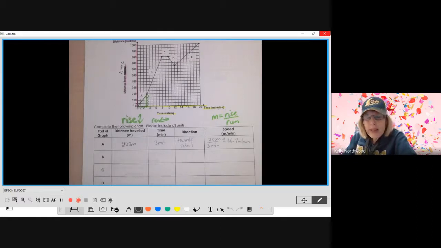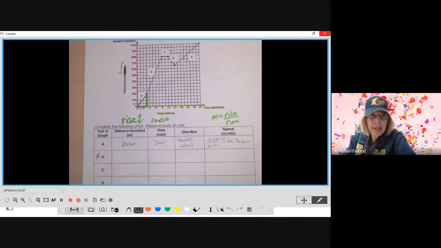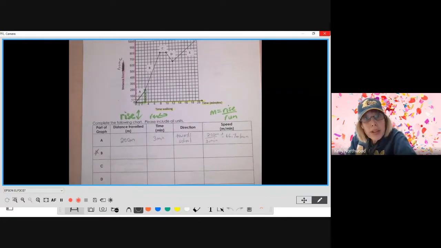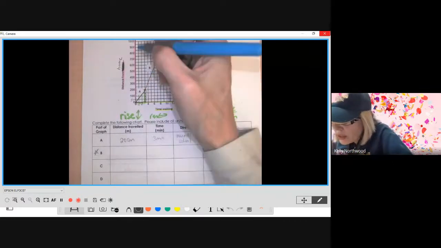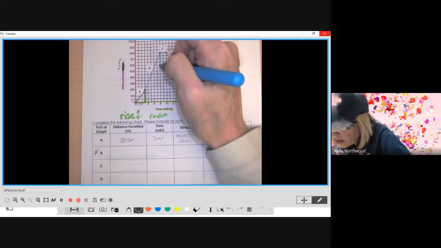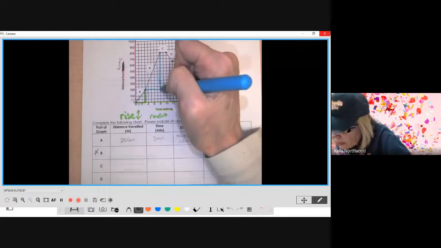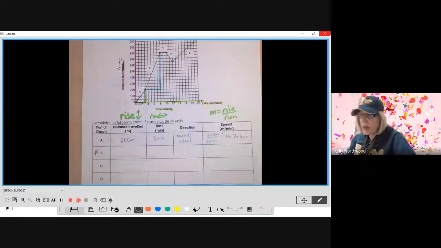Okay, for part B, I'm going to put a little star beside. This is what messes people up often in one of these questions. For part B, we don't start at 0 anymore. We're starting at 200 meters. So when I'm drawing in my rate triangle, it's going across from where I just finished part A and move into part B. So that's what my triangle looks like.